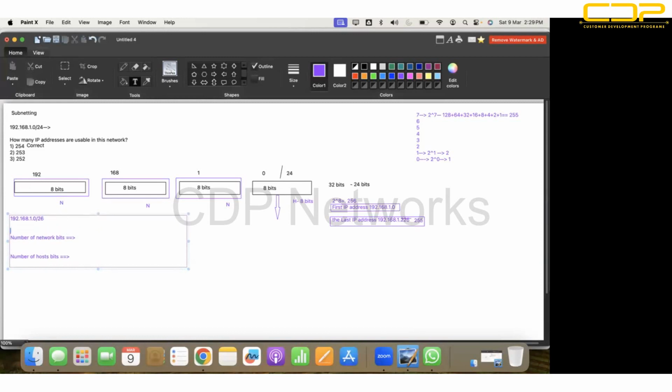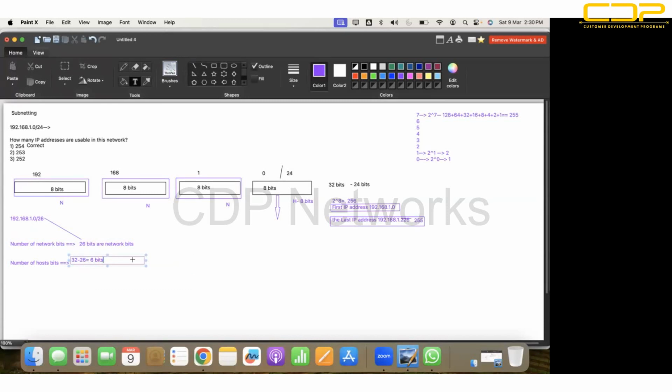Let me explain once again. This 26 is your network bits straight away. 26 bits are network bits. And if we talk about the number of host bits, the host bits equal 32 minus 26, which is equal to 6 bits.